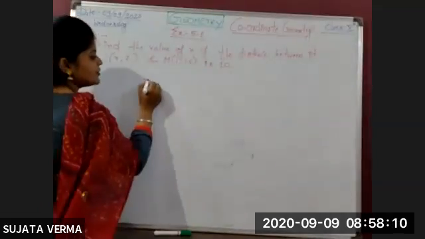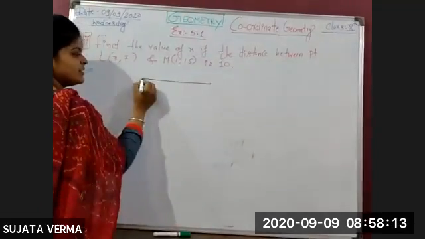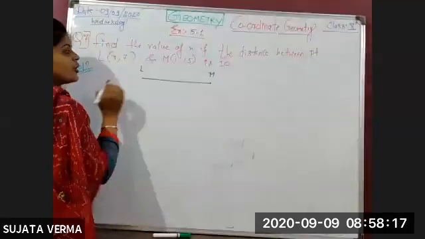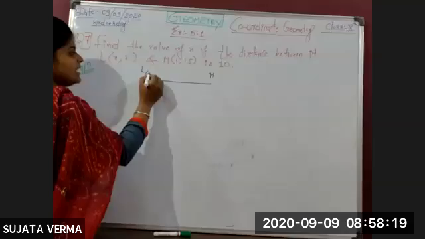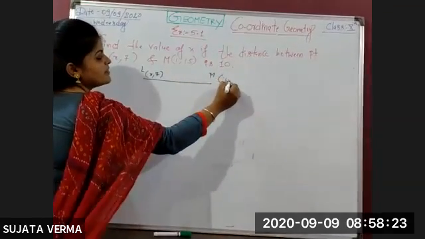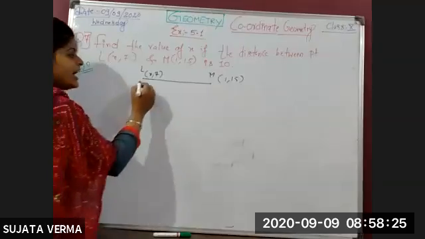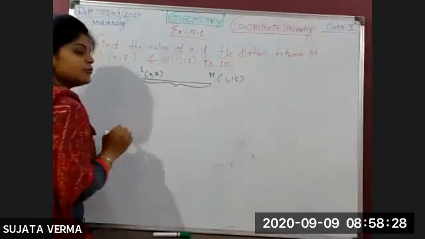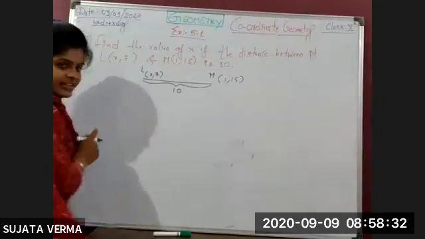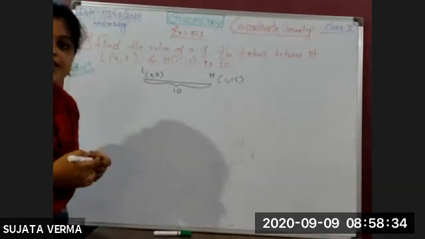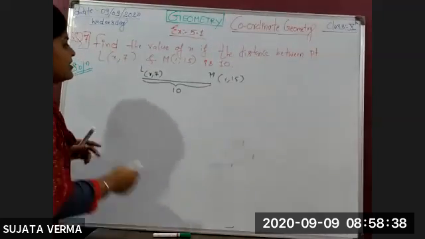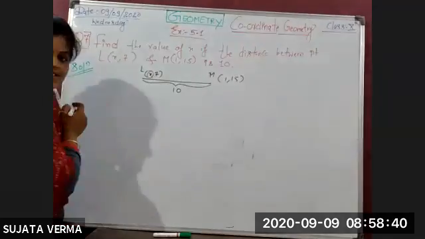Listen, first we draw a line segment. We have points L and M. The coordinates of L are (x, 7) and the coordinates of M are (1, 15). And the distance between these two points is given, that is equal to 10. So what do we have to find in this question? In this question, we have to find the value of x.